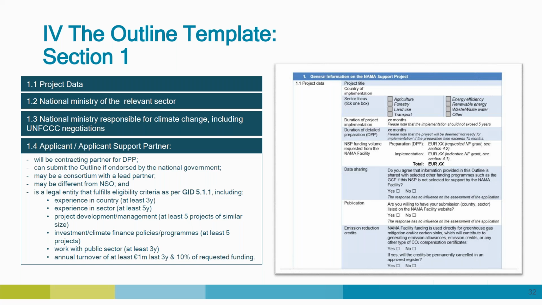The applicant support partner must fulfill a set of capacity requirements that can be found in Chapter 5 of the General Information document and are summarized on this slide in box 1.4. These capacity requirements are much less stringent than those for the actual implementation's contracting partner. In short, the legal entity serving as applicant or applicant support partner, as we call it, can be different from the legal entity designated as the NAMA support organization for NSP implementation.